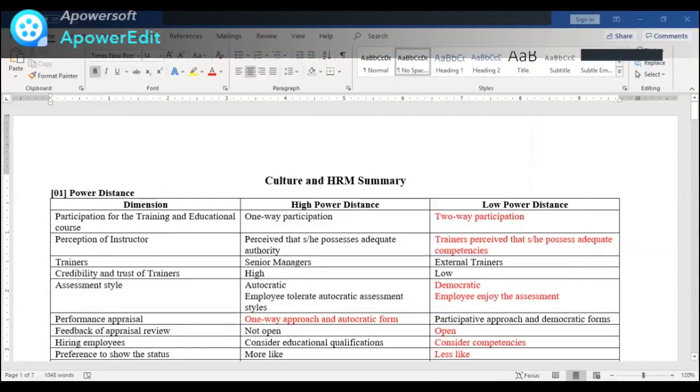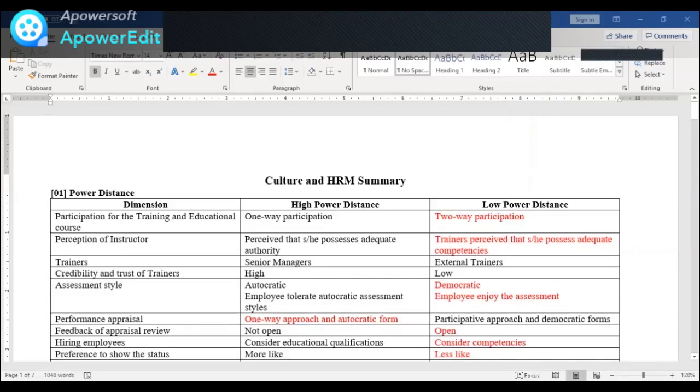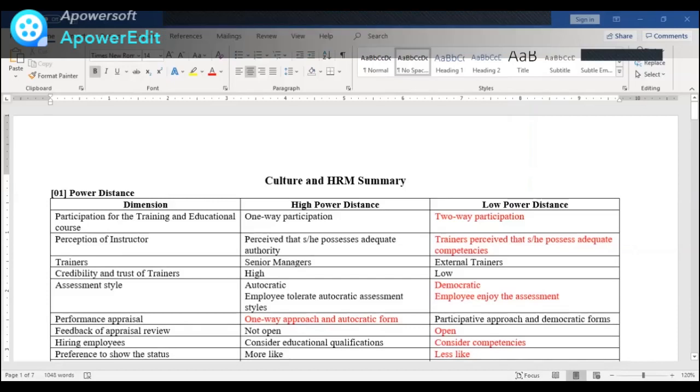This is the last part of the topic of culture and HRM. This session is to summarize the HRM application in different dimensions of national culture. The first one is power distance. There are two types of power distance: high power distance and low power distance.